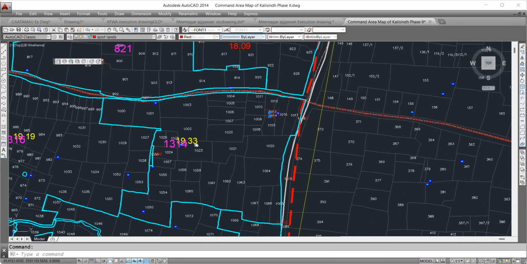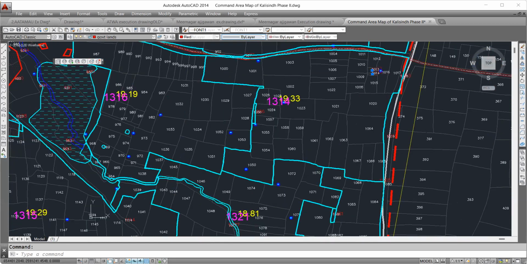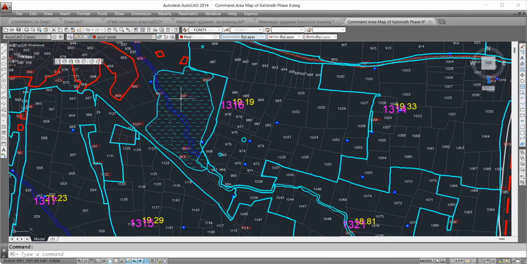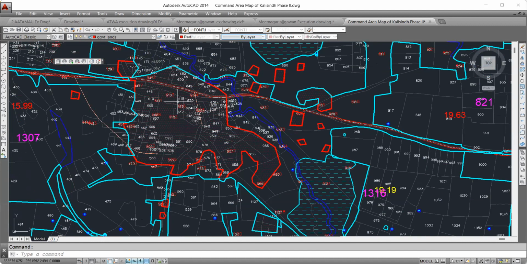Each ayacut is divided into 20 hectare chaks. We cannot draw the exact 20 hectare chak, so we provide a plus or minus 0.6 tolerance. And these are the ponds. This is the village shown with this type of boundary. It must be avoided. These are nothing but the houses and shops like that.